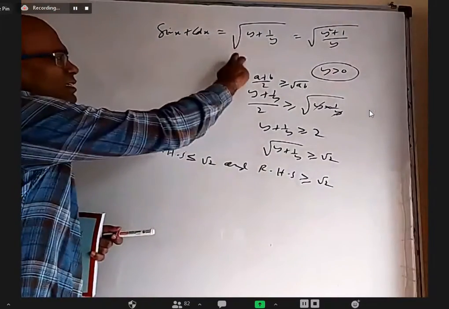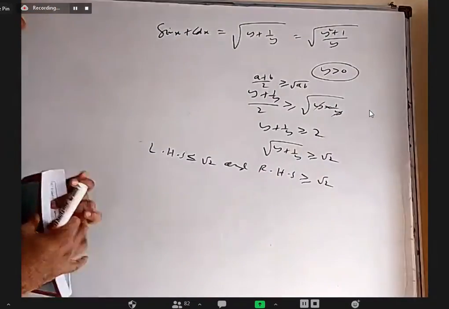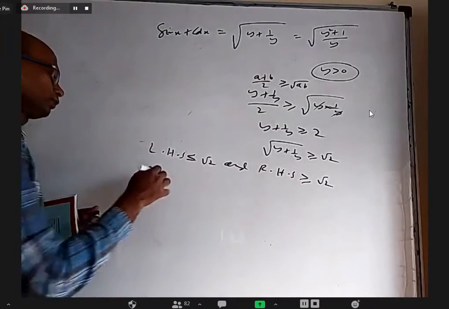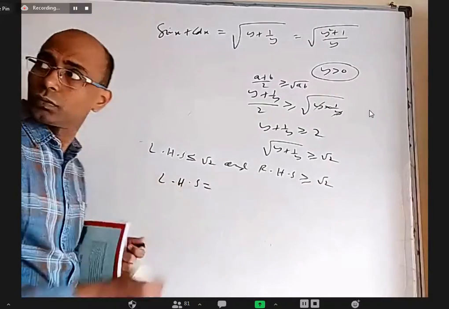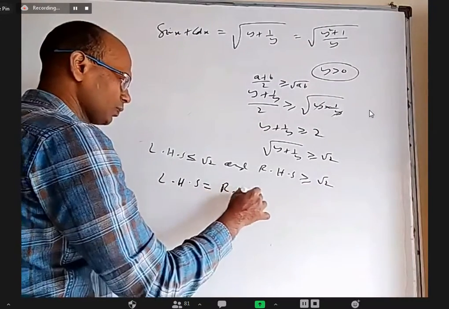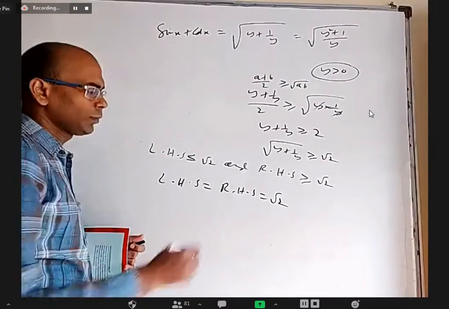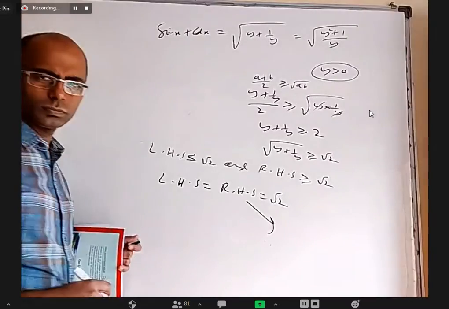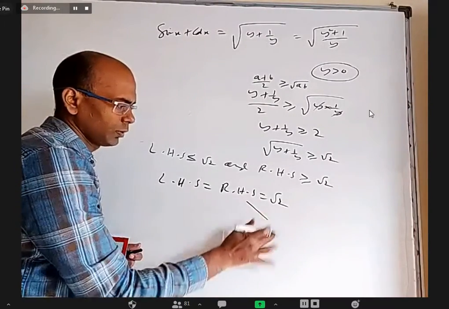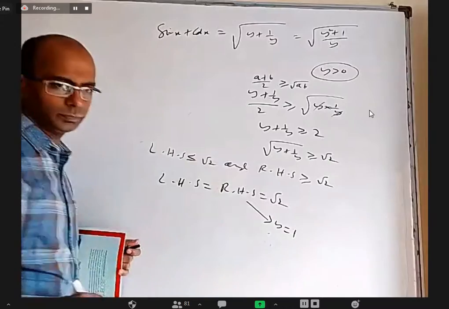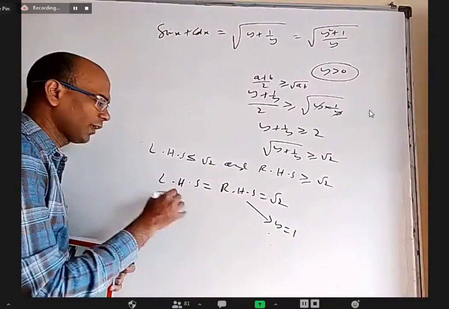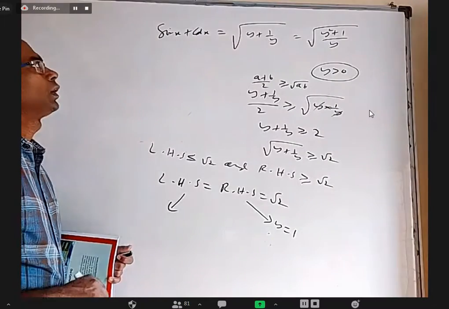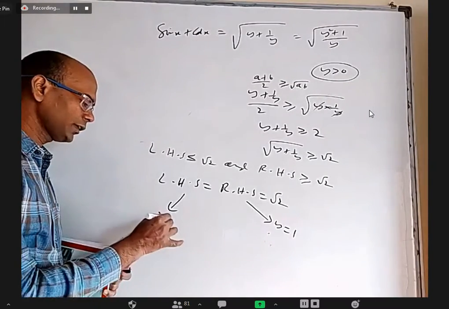RHS is root 2 or more than that, and LHS is root 2 or less than that. The only way they can be equal is when both are equal to root 2. So LHS should be equal to RHS should be equal to root 2. But when is RHS root 2? When y equal to 1. X equal to pi by 4. Y must be 1. No. When is LHS root 2? X equal to pi by 4, right? 45 degrees.